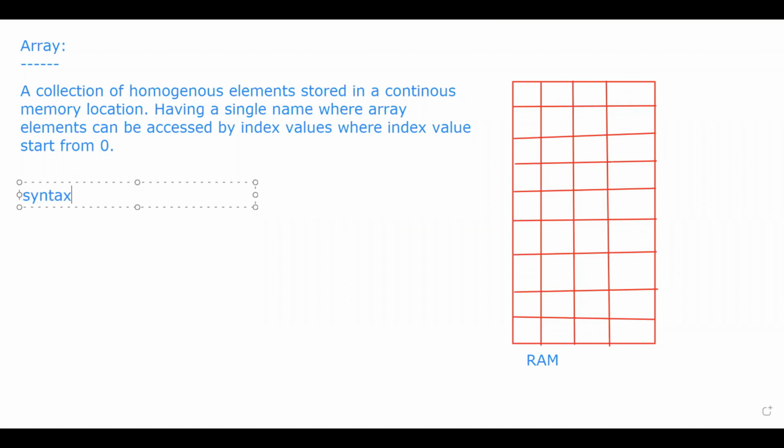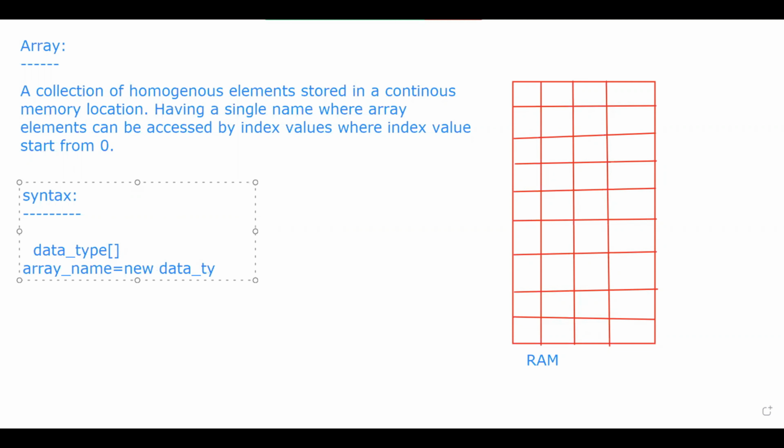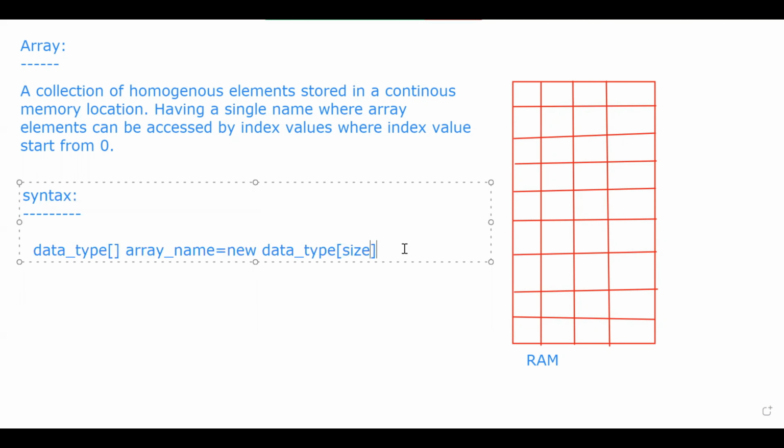Let me show you the declaration or syntax of an array. What is the syntax of an array? Data type, array name is equal to new data type, followed by the square braces and the size. So this is how the syntax of an array looks.